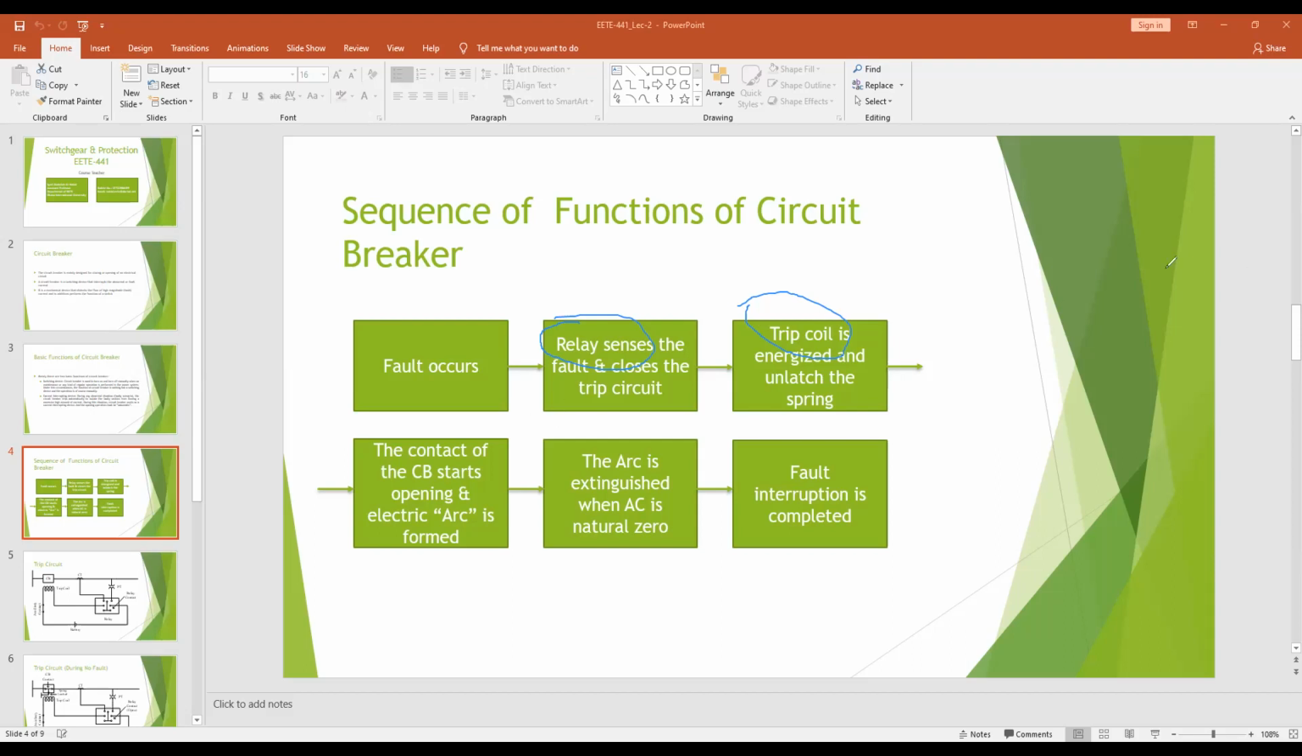Now, whenever the trip coil is energized, it releases the spring. Remember at this point, the circuit breaker contact is normally held against the spring by a latch. Whenever you release this latch, the spring is released, and the energy stored in the spring starts to push the circuit breaker contact in the upward direction and it starts opening, right? Okay or not? So that has been said here: the trip coil is energized.